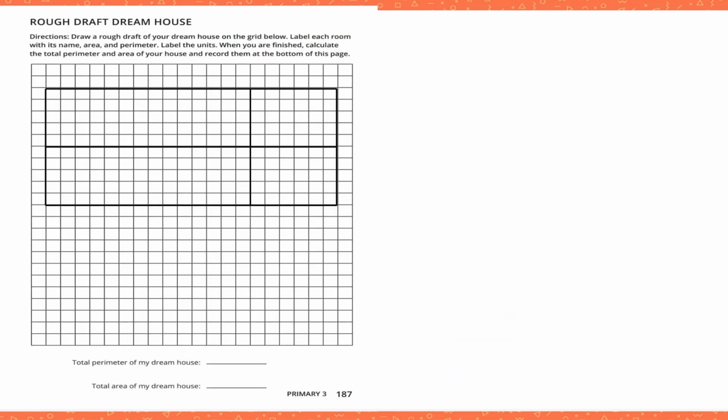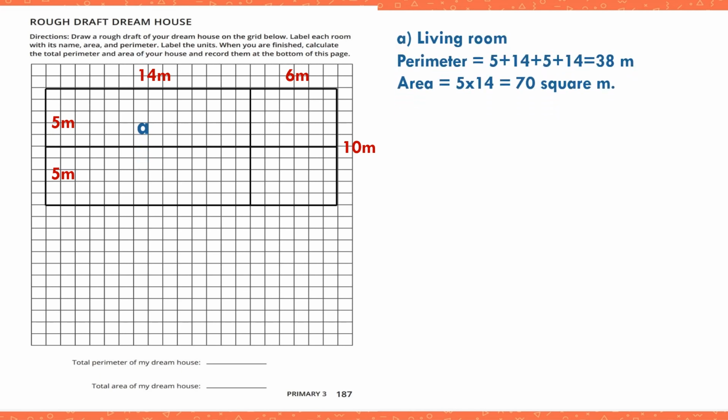Now let's draw our dream house. We will draw a rectangle and divide it into 4 rooms. The upper side will be 14 meters and 6 meters. And the left side will be 5 and 5. The first room will be the living room. Its perimeter will be 5 plus 14 plus 5 plus 14 equals 38. And its area will be length times width equals 5 times 14 equals 70 square meters.